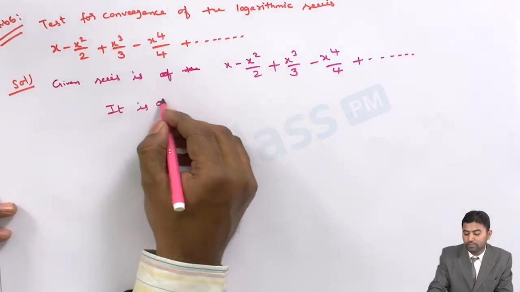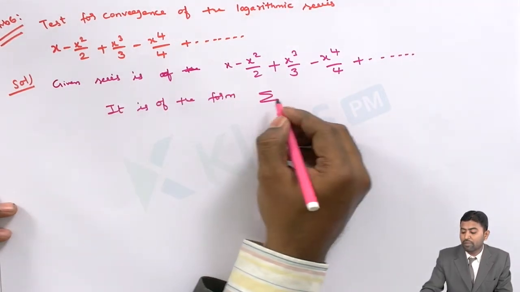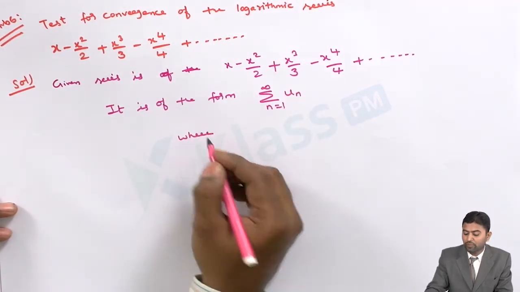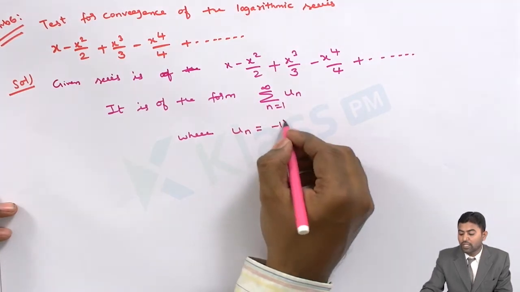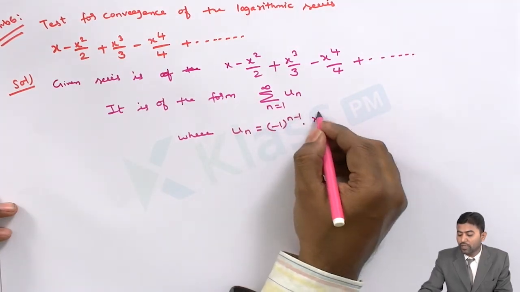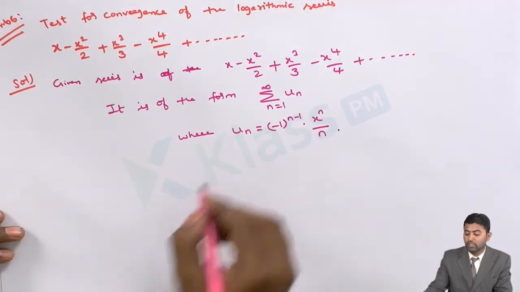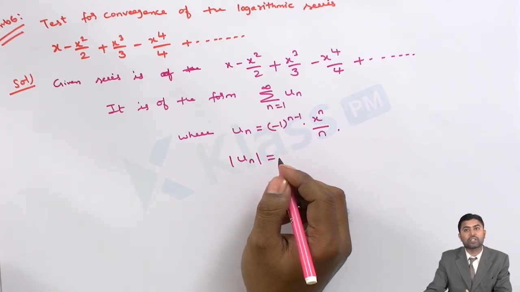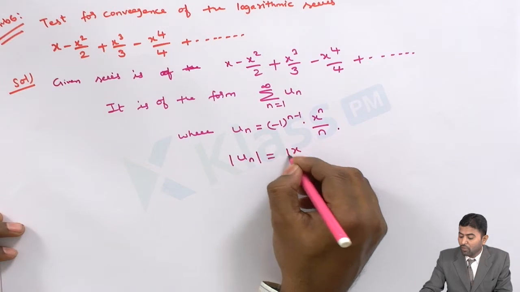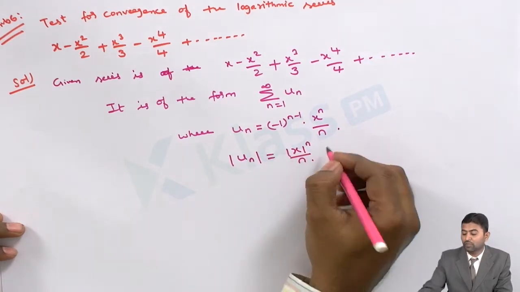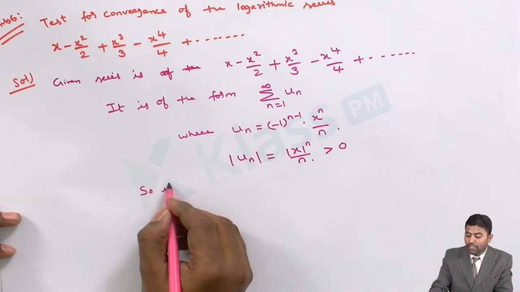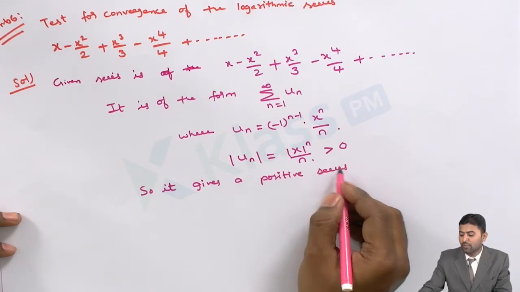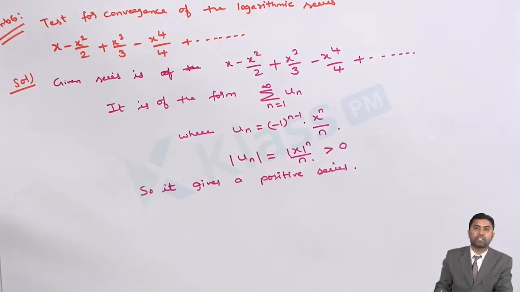It is of the form summation n is equal to 1 to infinity un, where un is equal to (minus 1) whole to the power of n minus 1 into x power n by n, right? So apply mod to this so that it becomes a positive term, hence it gives a positive series. So |x|^n by n, which is greater than 0. So it gives a positive series.